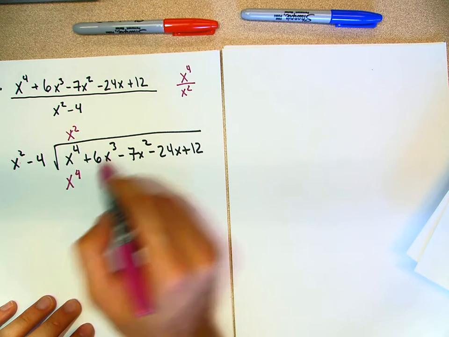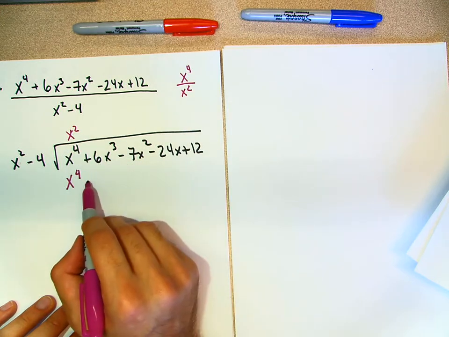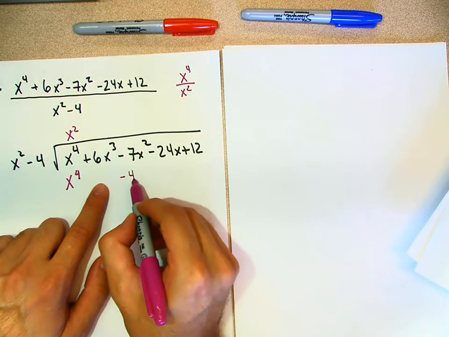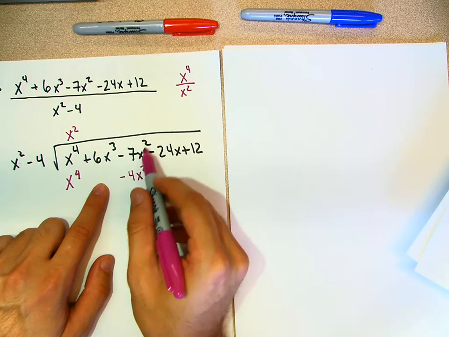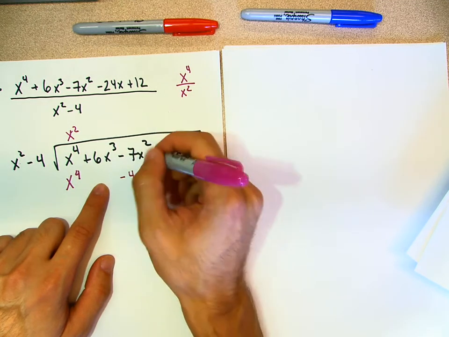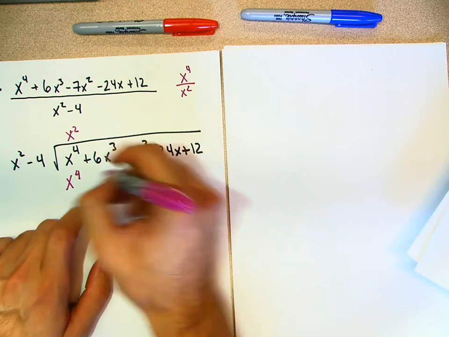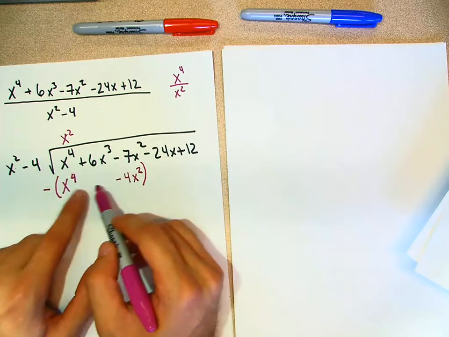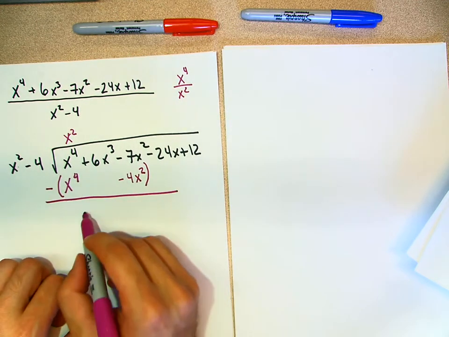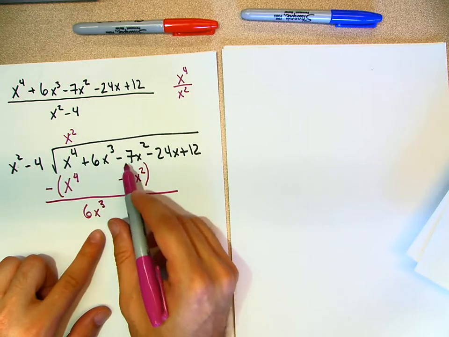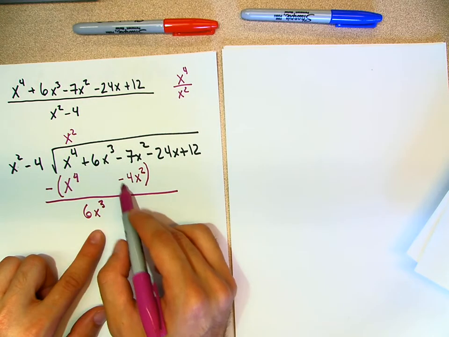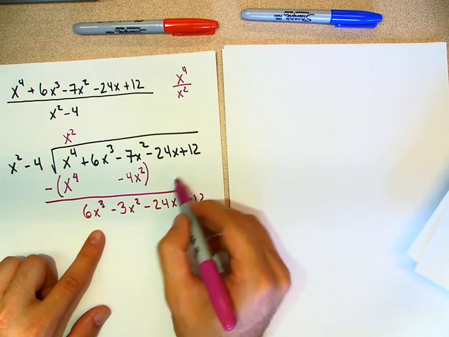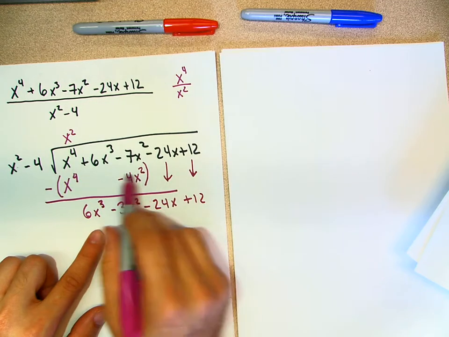So here, I'm not going to put the minus 4x squared here because this is an x cubed. I'm going to put the minus 4x squared under the x squared. You see how this has to line up? So now here, this is where I do parentheses, parentheses, minus. And technically, this is a 6 minus a 0, but this just becomes 6x cubed, bring it down, and negative 7 minus a minus 4, this is plus 4, so this is negative 3x squared minus 24x plus 12. You see, I bring everything down, right? So that was the trick for this question.